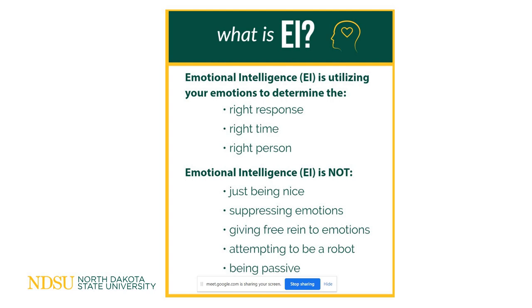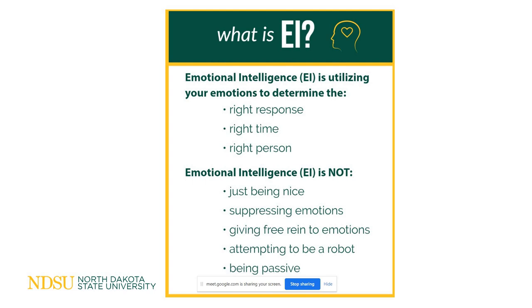And at which time should you apply your emotional intelligence? Emotional intelligence is not just being nice, suppressing emotions, giving free rein to emotions, attempting to be a robot and being passive. This is not emotional intelligence. We should not always say yes, yes, yes. We should not suppress emotions if we want something. Giving free rein to emotions, we should not allow this.